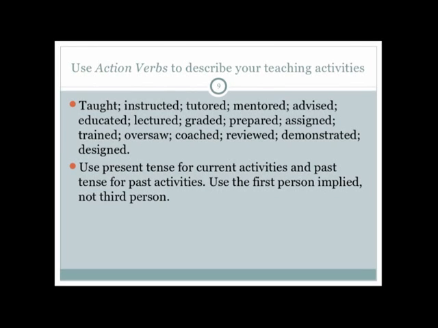So here are some examples of action words you can use to really punch up your description of your teaching. Taught, instructed, tutored, mentored, advised, and so on. And you want to use the present tense when you're talking about what you did currently, and then the past tense when you talk about what occurred in previous times. Use the first person implied, not the third person, meaning you want to suggest by your prose that you're using I as the subject as opposed to she does this or he does this. It just makes for kind of stilted reading when you don't use the first person.